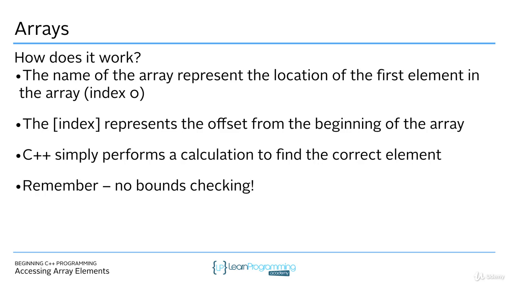If you have an array of 5 integers and you ask the compiler for the integer at the 10th index, it will gladly do the calculation and give you whatever happens to be at that location. It's your responsibility to be sure that you're within the bounds of the array. Now let's head over to CodeLite and use what we learned and write some code with arrays.